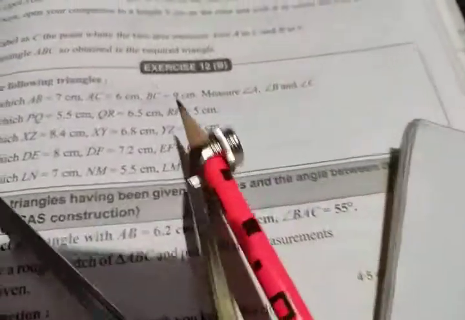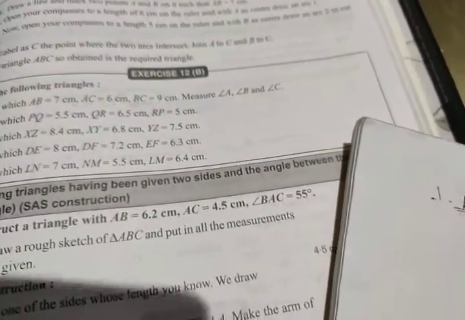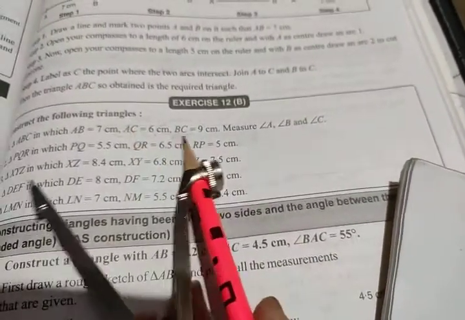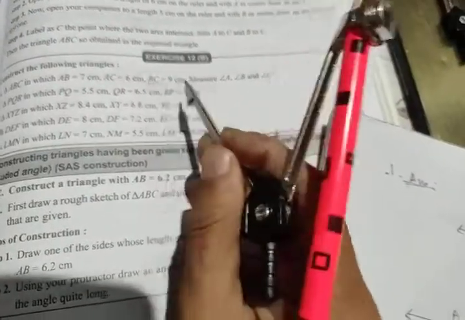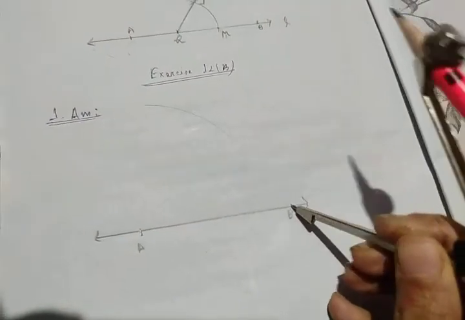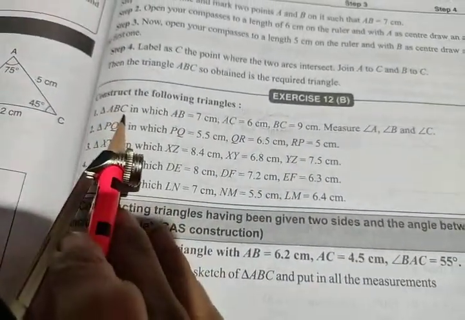Now what is the next side? BC. Now again from the ruler we will take a distance of 9 centimeter. See, I am taking 9 centimeter distance from the ruler. Why? Because BC is equal to 9 centimeter. Now we will take B as center. Now see, these two arcs are cutting at a point. We will name it as the third vertex of the triangle, that is C.